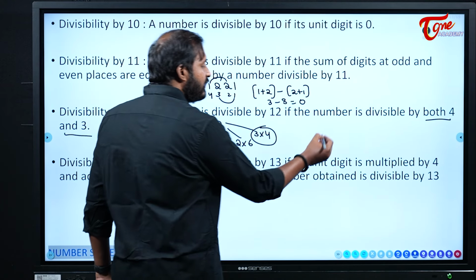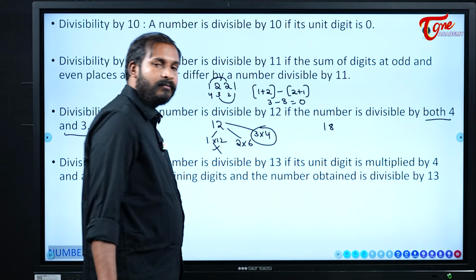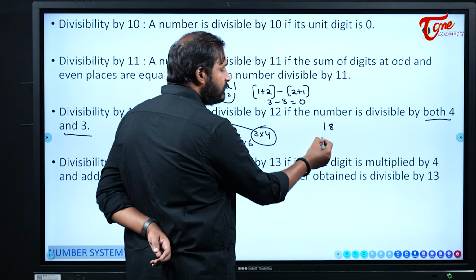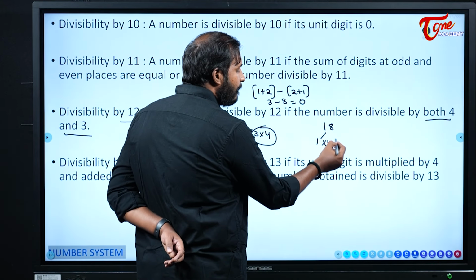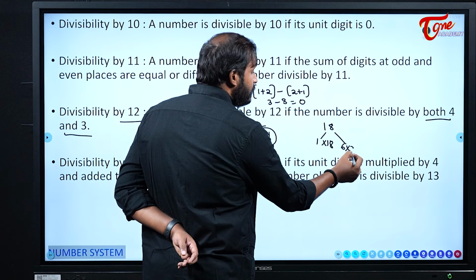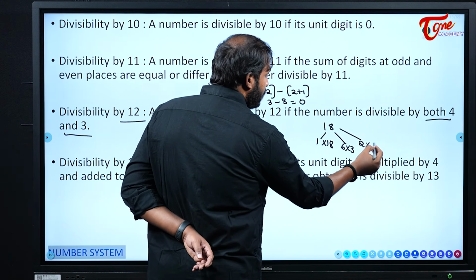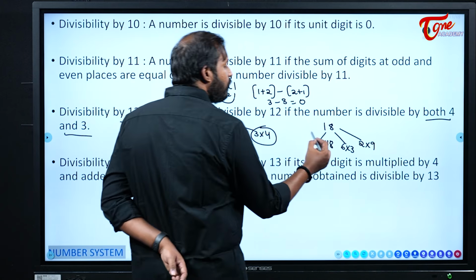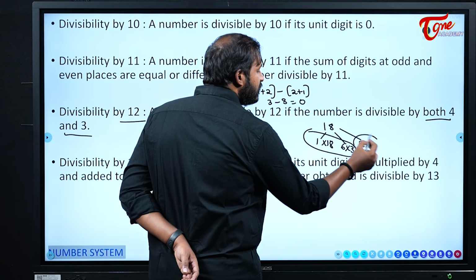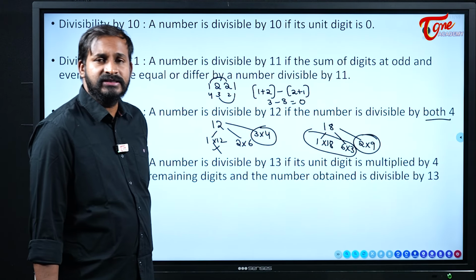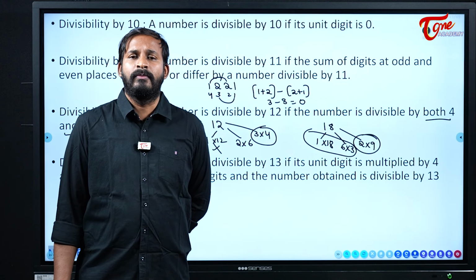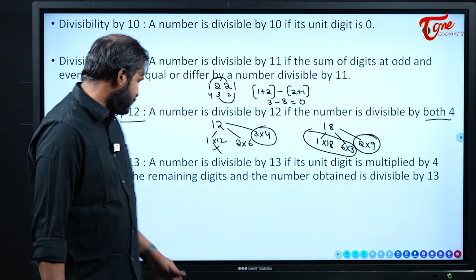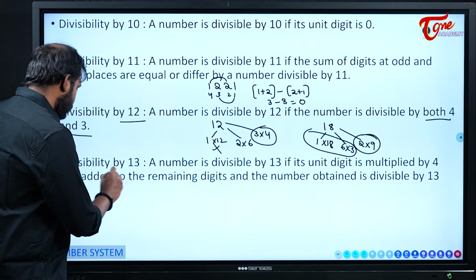Similarly, if you want to write the divisibility rule for 18, so in general 18, how can you write? 1 into 18, 6 into 3, 2 into 9. So, here also the same thing. We will not bother about these two things. We only consider 2 into 9. That means, any number which is divisible by both 2 and 9, then that number is divisible by 18.